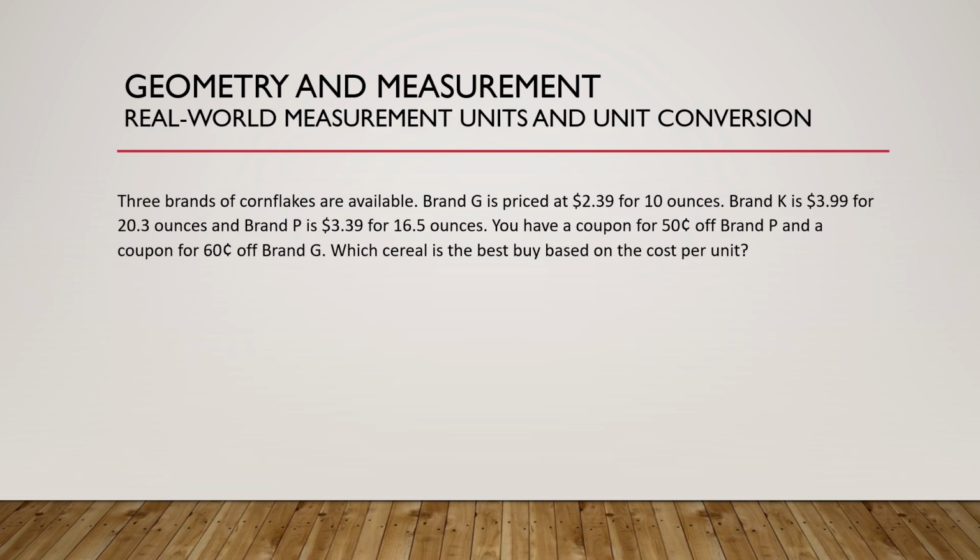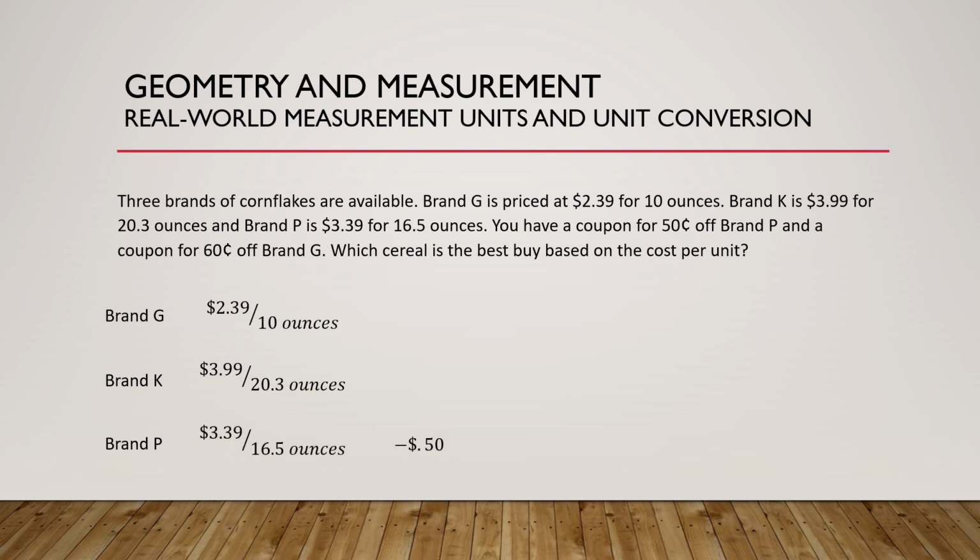Three brands of cornflakes are available. Brand G is priced at $2.39 for 10 ounces. Brand K is $3.99 for 20.3 ounces. And brand P is $3.39 for 16.5 ounces. You have a coupon for 50 cents off of brand P and a coupon for 60 cents off of brand G. Which cereal is the best buy based on the cost per unit?